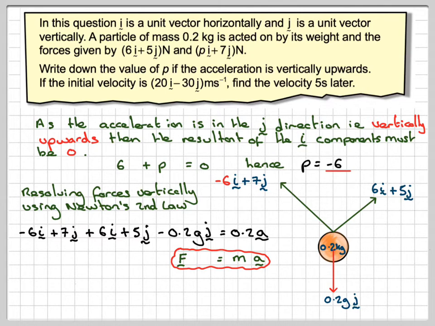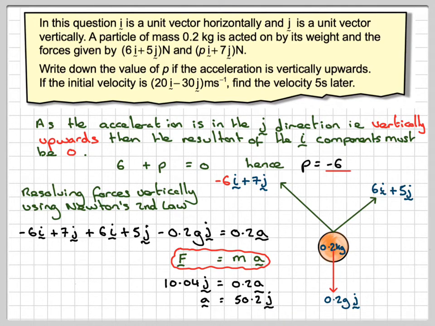Right, so simplifying this, minus 6 plus 6 comes out, and then we're going to have 7 plus 5 minus 0.2 times 9.8 will give me 10.04j is equal to 0.2a, and therefore a will be equal to 10.04 divided by 0.2, which is 50.2j.